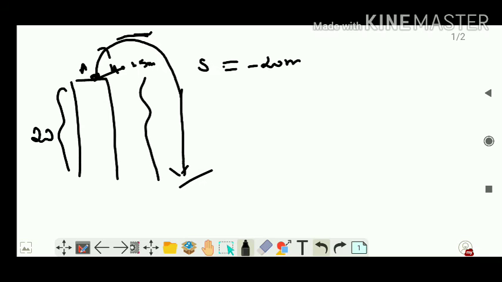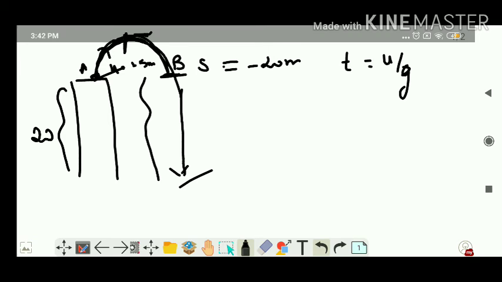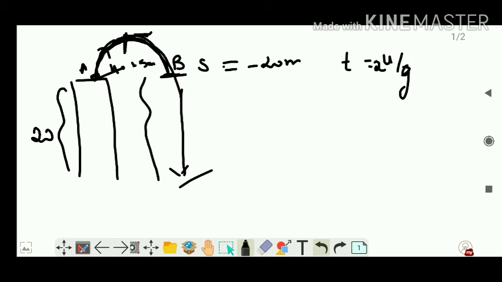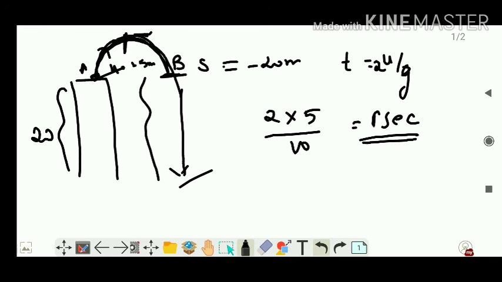Now for the ball to reach from here to here, that is the maximum height, the time is U by G, right? This is the ascending time, then the descending time. So this is the mean position and this is B, right? So A to B: if the time of ascending is U by G, the time of descending is also U by G. The total time will be 2U by G, right? So the time for the stone to reach from A to B will be 2 into 5 divided by 10, which is 1 second. You just calculate it, right? So it reaches from A to B in 1 second. This much is clear, right?